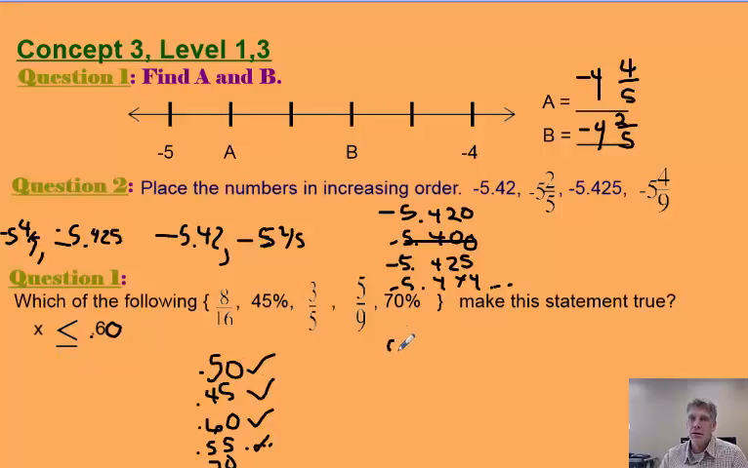So we're going to write these down. So 8/16 you should have. 45% you should have. 3/5 should be there. And 5/9. All of them except the last one.